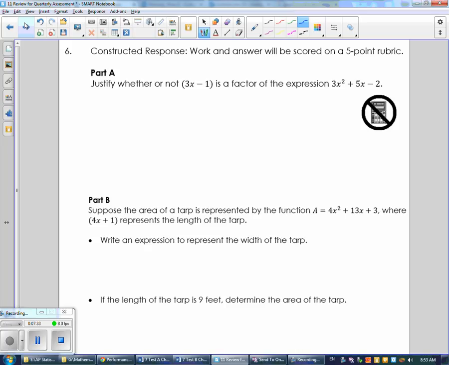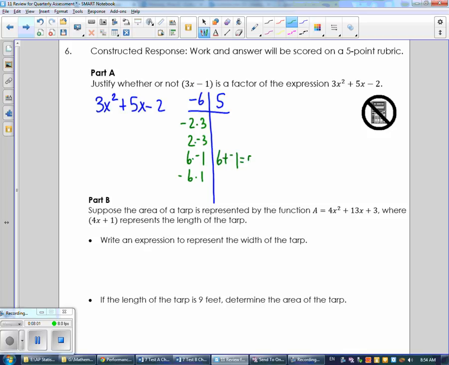So if I think about my expression, 3x squared plus 5x minus 2. The product here is going to be negative 6, and the sum is 5. So I'm looking for numbers that multiply to give me negative 6 and add to give me 5. So you might start off with negative 2 times 3 or 2 times negative 3, but remember 6 times negative 1 and negative 6 times 1 also work. You want to pick the pair that when you add them together is going to give you 5, and that's this pair here.